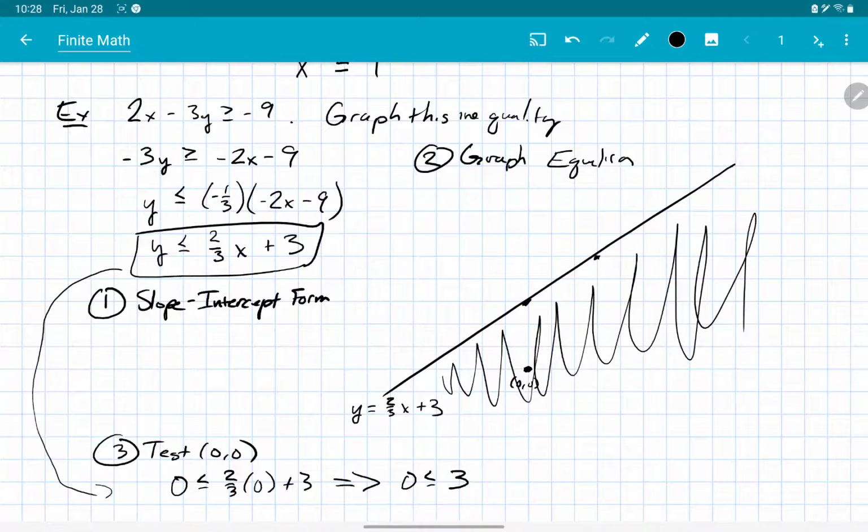Any other thoughts before we move on to another example? All right.